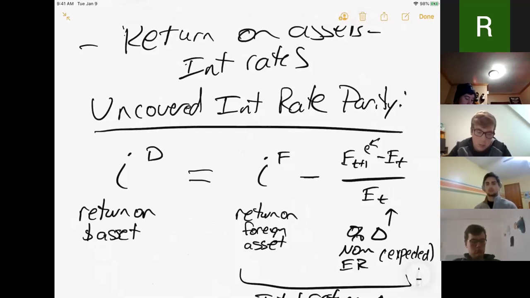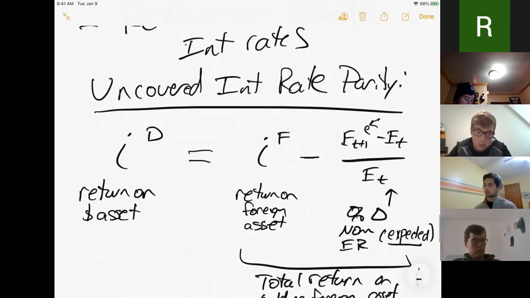Why do we call this uncovered? Uncovered is really because it's expected, right? So uncovered in finance lingo basically means there's risk that you're exposed to. So notice that there is a risk of doing this, and the risk is we don't know what the future exchange rate's going to be. So by calling this uncovered interest rate parity, we're saying there's interest rate parity, but there is a risk that they're not actually going to be the same because it's possible that the exchange rate could change in unexpected ways.